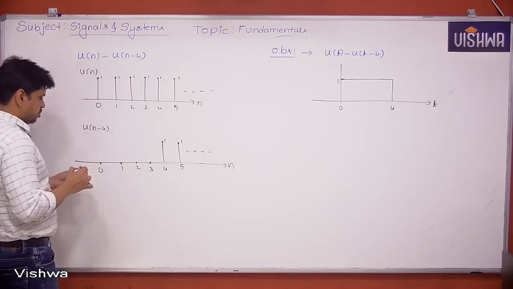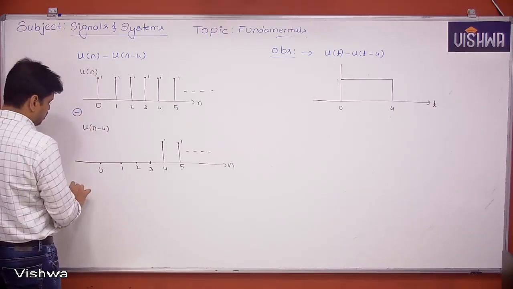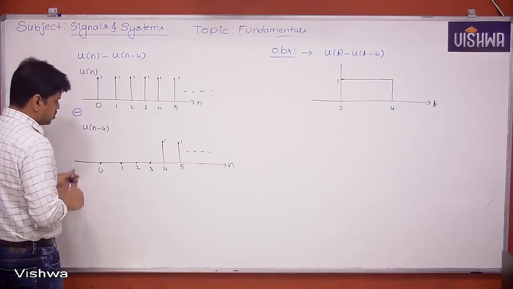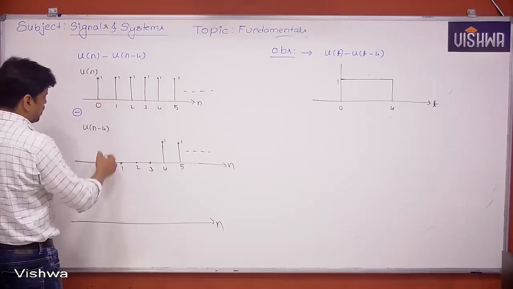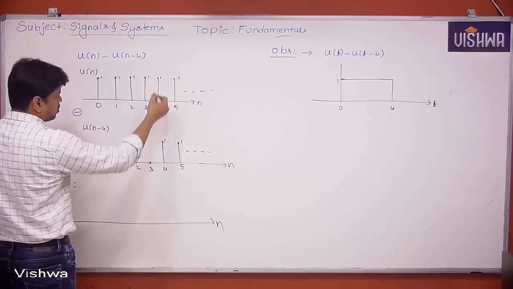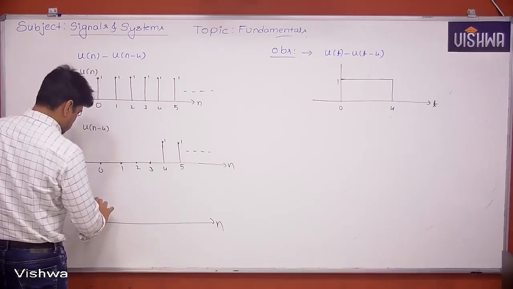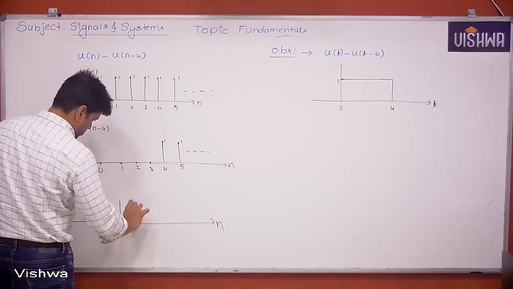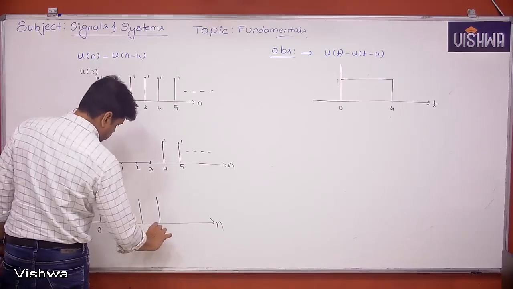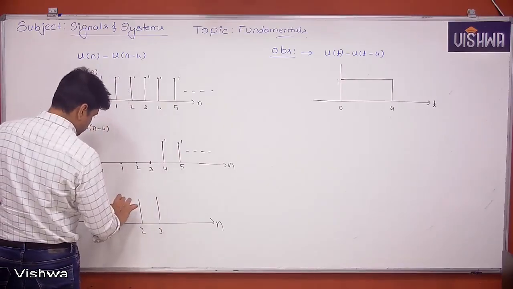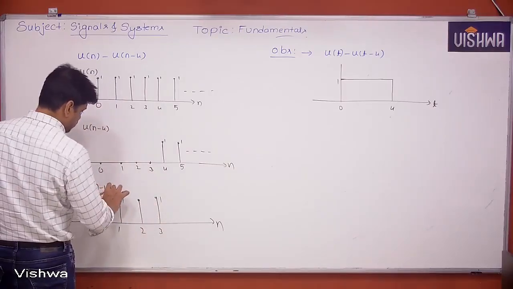So if I subtract u(n minus 4) from u(n), what result are we going to get? 1 minus 0, 1 minus 0, 1 minus 0, 1 minus 0. But at 4, 1 minus 1, so from 4 onwards it will become 0. So this will look like this: 0, 1, 2, 3. This is u(n) minus u(n minus 4).